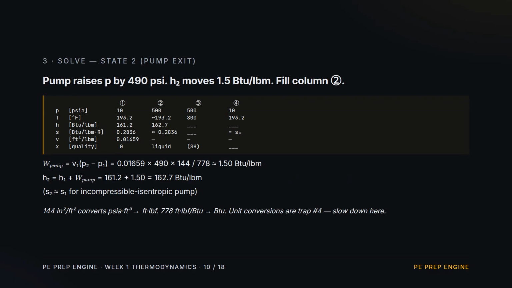State 2. The pump raises pressure by 490 psi, but water is nearly incompressible, so enthalpy barely moves. Pump work is VF times the pressure rise. Mind the conversions: 144 square inches per square foot, and 778 foot-pound force per BTU, giving about 1.5 BTU per pound mass. So H2 is 162.7. Entropy is essentially unchanged from state 1.